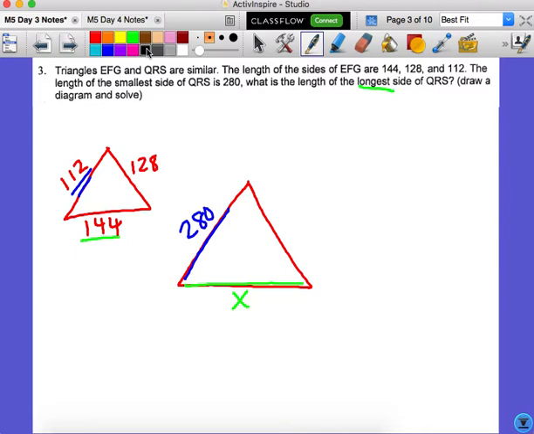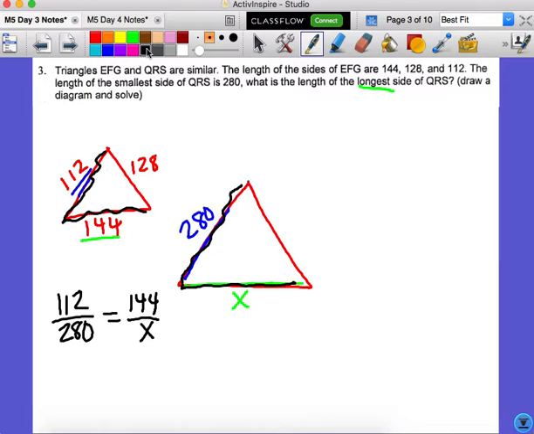And then again, we're going to set up a proportion the same way we always do. 112 over 280 would equal 144 over x. Now remember, you could have a little bit of difference here in terms of how you set that up because of that proportionality theorem that says your means can be interchanged. We could have also said 112 over 144 equals 280 over x, and as long as we set that up exactly the same way between one figure and the other, we should still come out with the same answer.